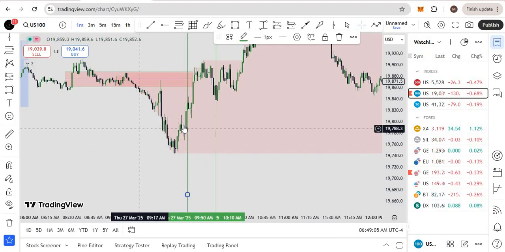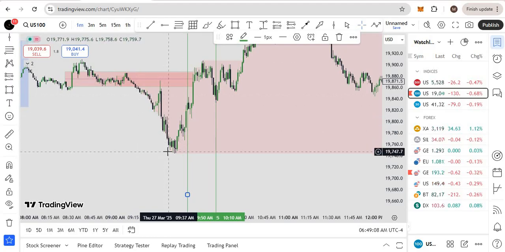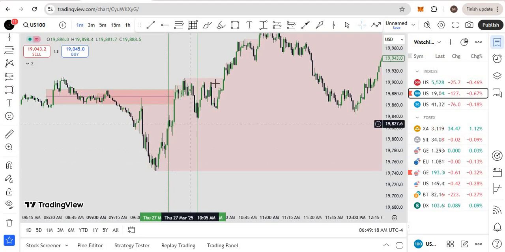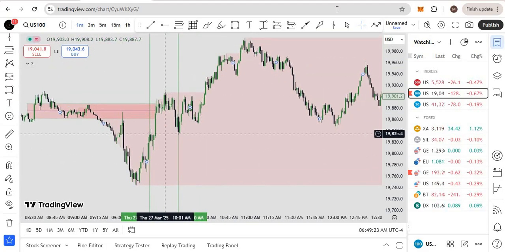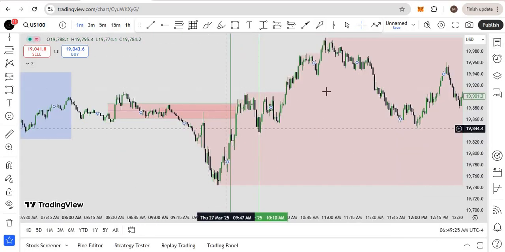So what happened here? The manipulation, or the trade build up, happened before the time. Your trade entry is between there, and then 1 to 2, 1 to 3, it's up to you. Okay, that's all. So I hope you learned.